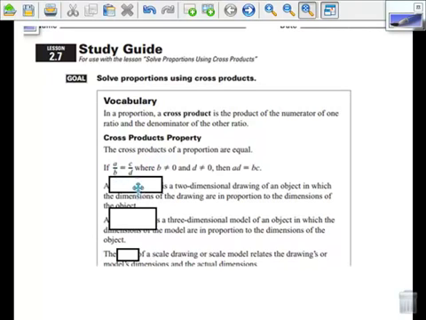So if A over B equals C over D, remember B cannot equal 0 and D cannot equal 0 because you cannot divide by 0, then A times D must equal B times C.